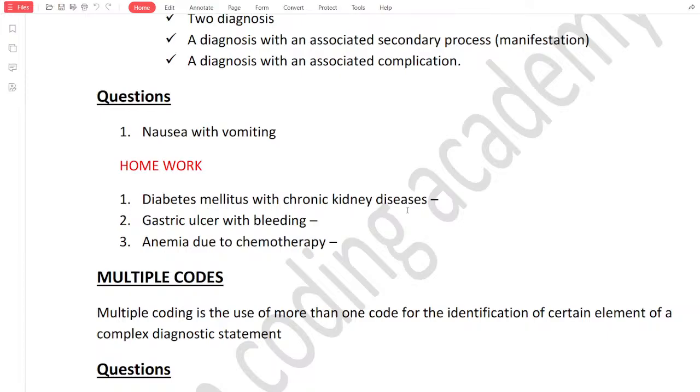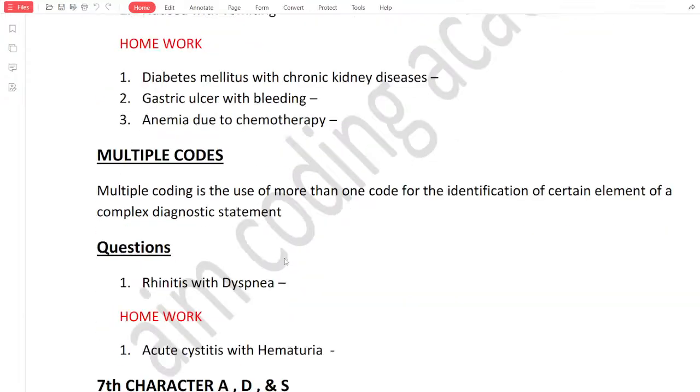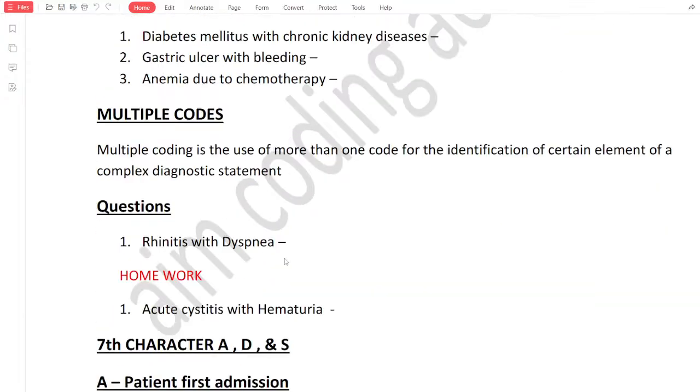Diabetes mellitus with chronic kidney disease, gastric ulcer with bleeding, anemia due to chemotherapy. Okay, multiple coding is the use of more than one code for the identification of certain elements of a complex diagnostic statement. You have to report more than one code. So in this case there is a question: rhinitis with dyspnea. So you have to code both the codes. Clear?